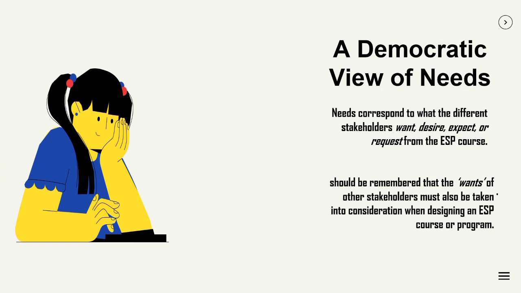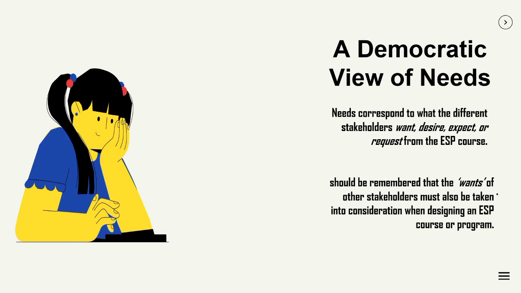The third one is a democratic view of needs. Here, the needs correspond to what the different stakeholders want, desire, expect, or request from the ESP course. In this case, the most important stakeholders are the learners themselves. The learners usually want to have a course which is interesting and enjoyable. And of course, it should support their future goals.